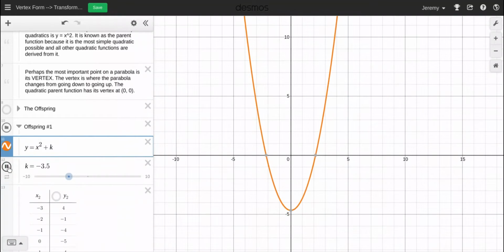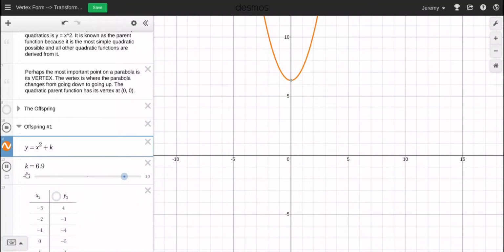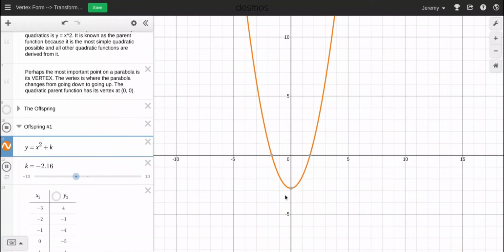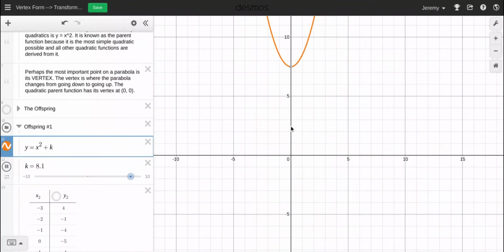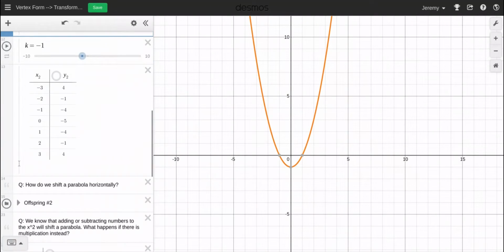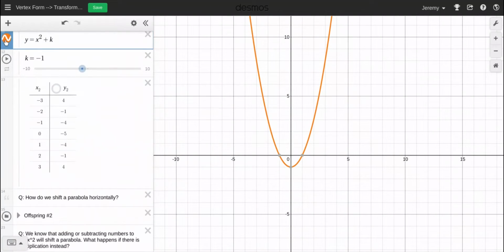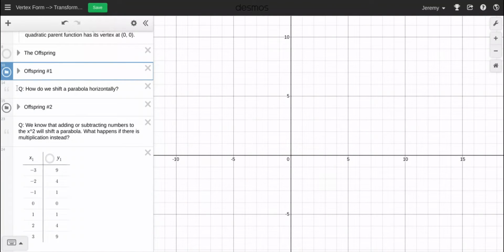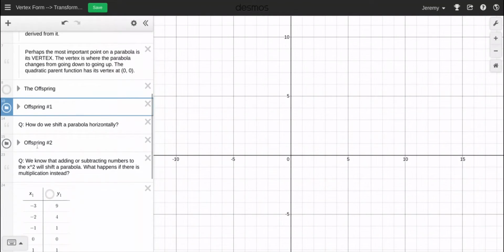If I press play, notice as k gets smaller, the vertex and the entire parabola shifts down. As k gets bigger, the parabola shifts up. Okay, so that's how we shift a parabola vertically. How do we shift a parabola horizontally?